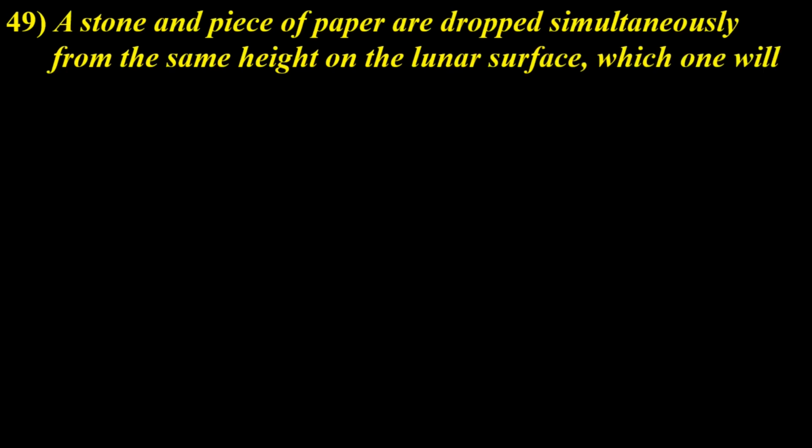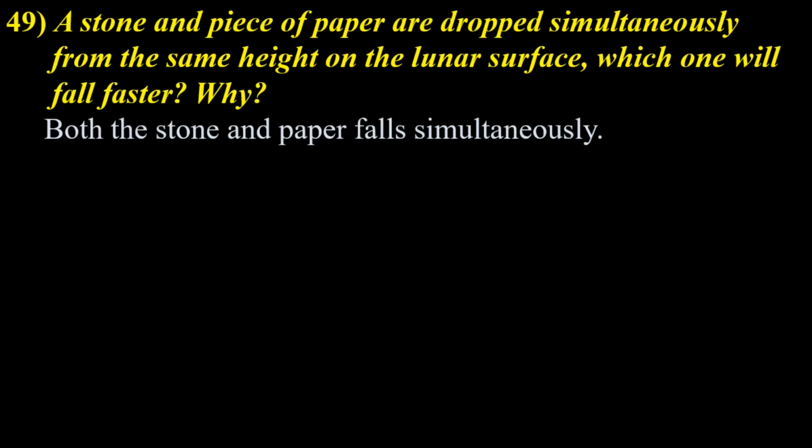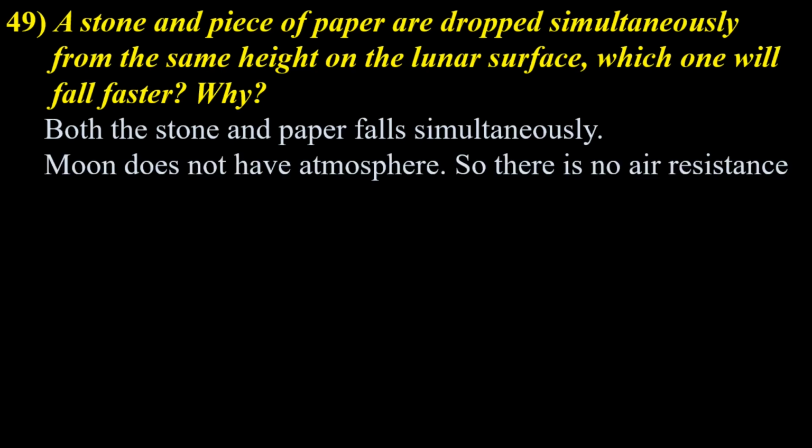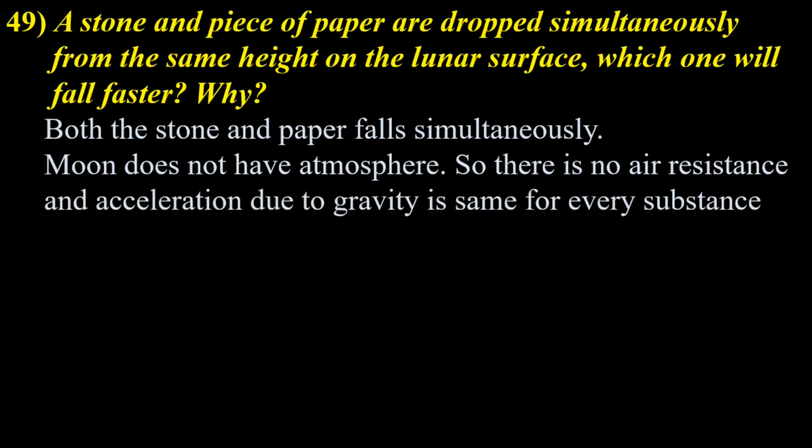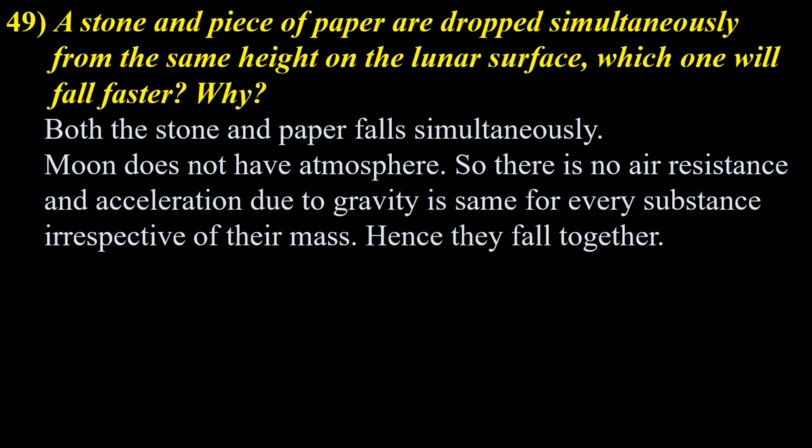A stone and a piece of paper are dropped simultaneously from the same height on the lunar surface. Which one will fall faster? We can answer this way. Both the stone and paper fall simultaneously. We have to remember that there is no air on the moon. Moon doesn't have an atmosphere, so there is no air resistance and acceleration due to gravity is the same for every substance irrespective of their mass. Hence they fall together. Now let's go to another question.